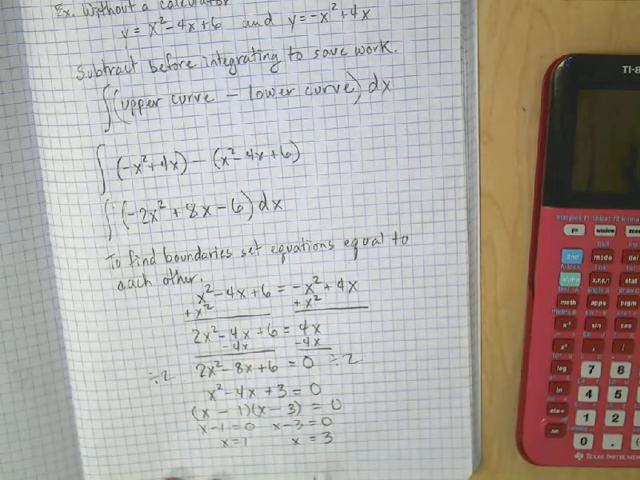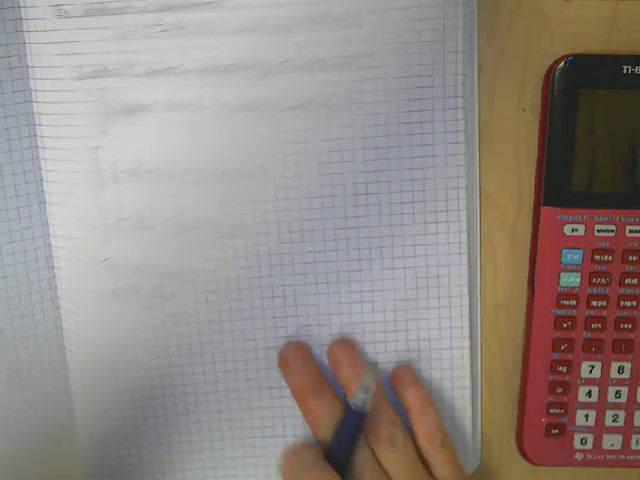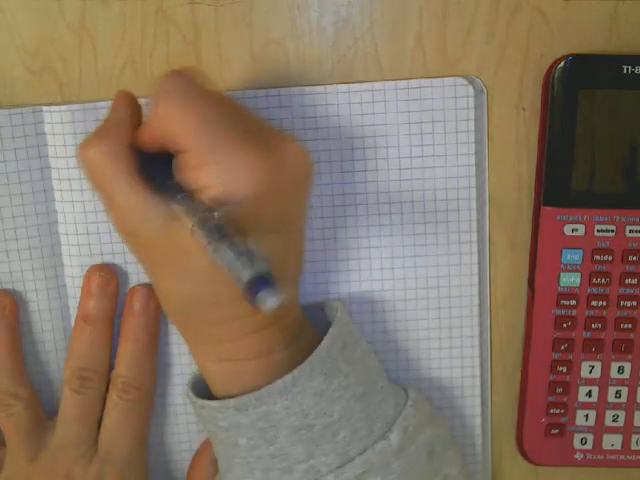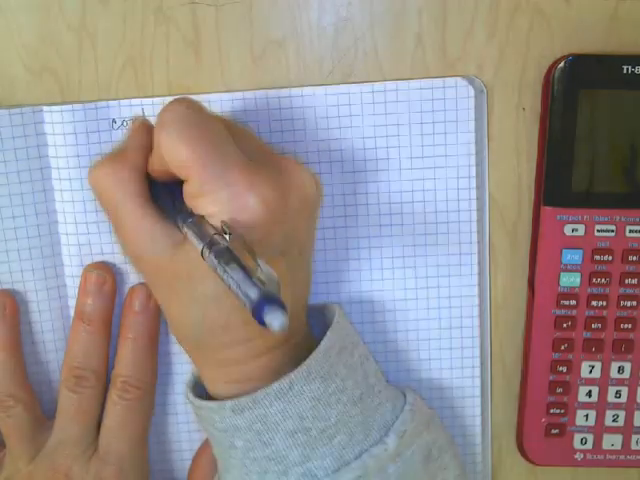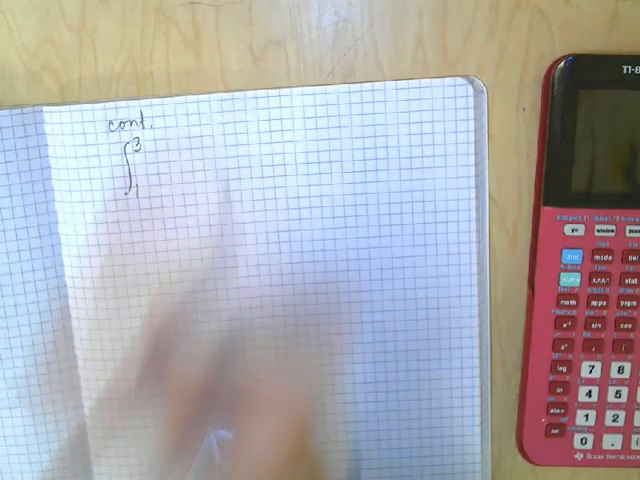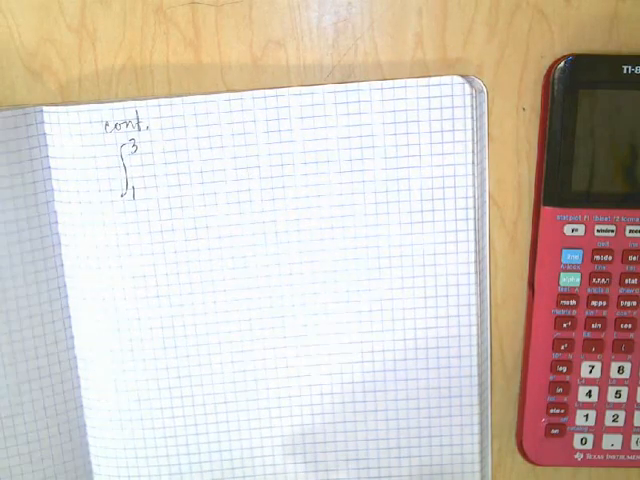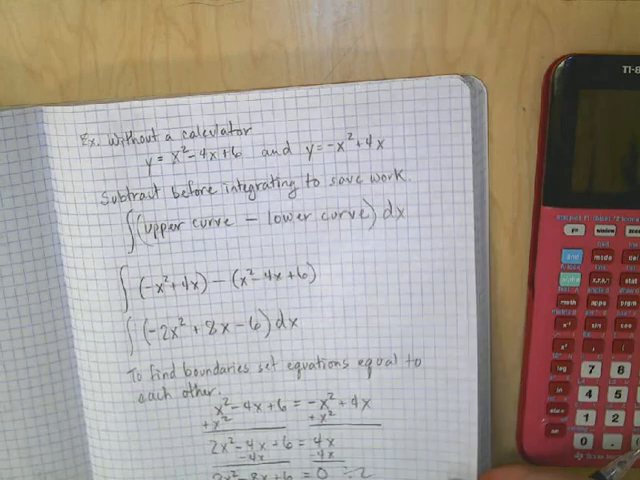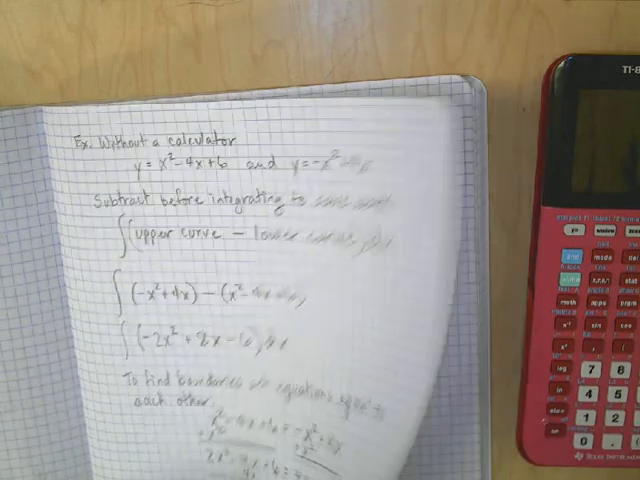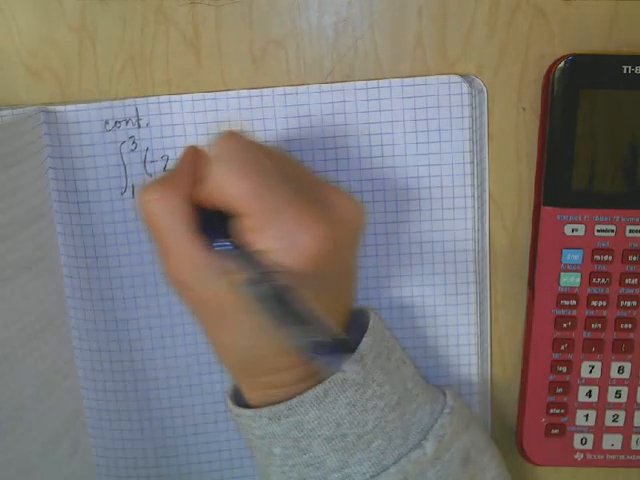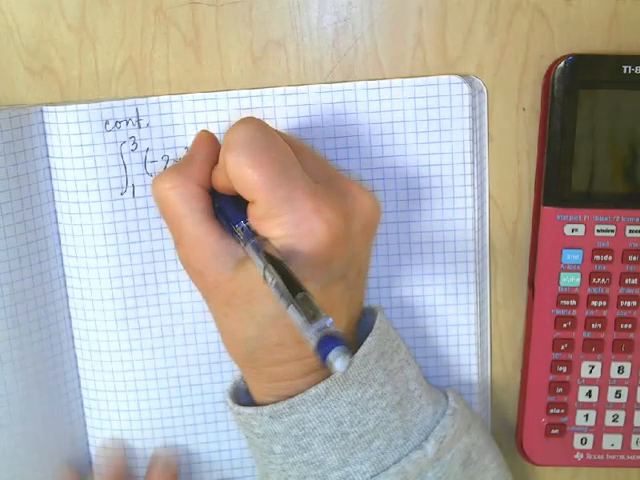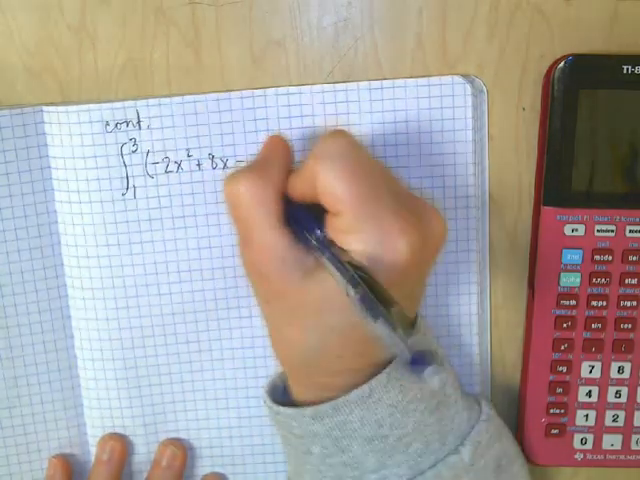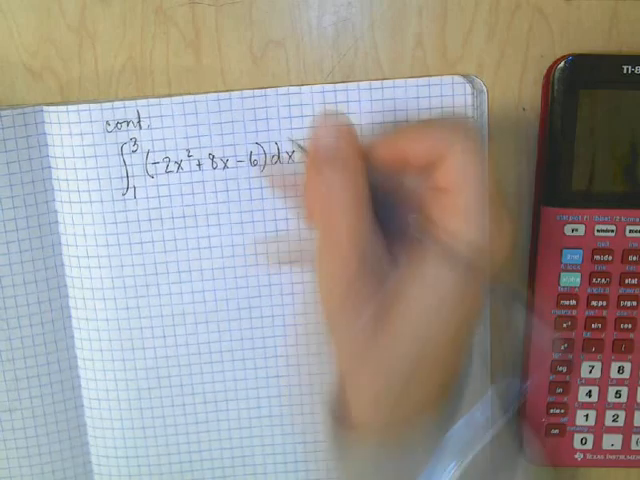Okay, so now I'm going to put those back onto my integral. So continuing here, I'm going to write my integral from 1 to 3. So I've just demonstrated how we find the intersections without a graphing calculator. We set the equations equal to each other and solved. So now I'm going to copy this over. Negative 2x squared plus 8x minus 6 dx. Did I copy it over correctly?